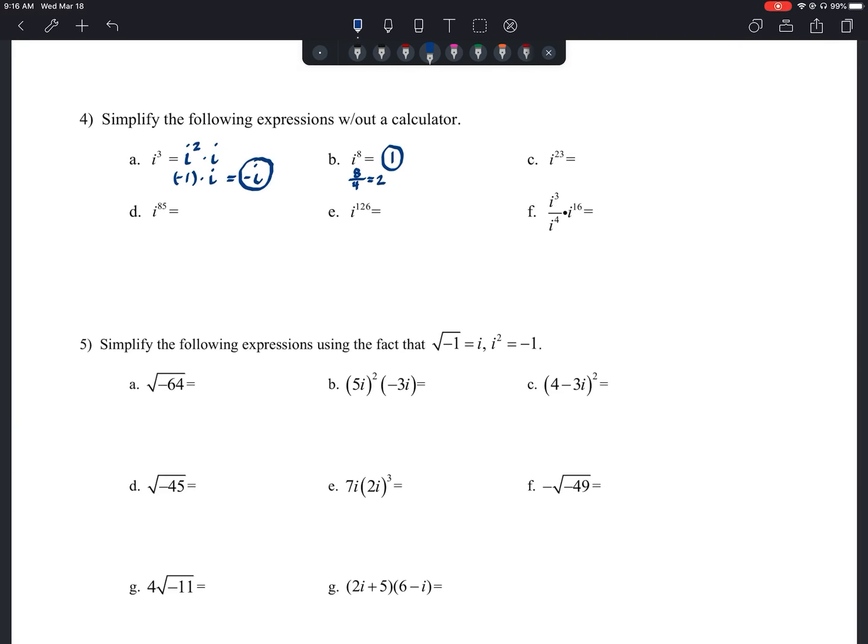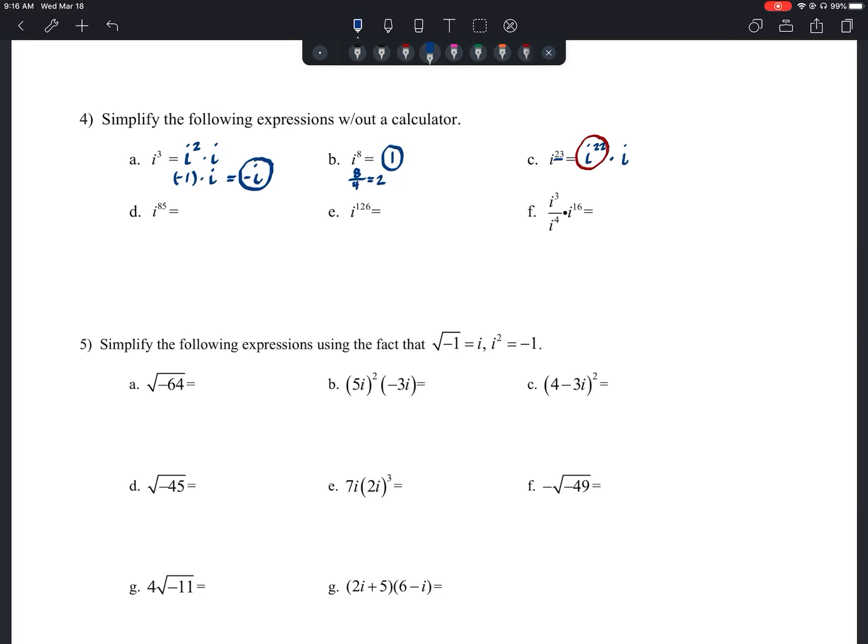i to the 23rd power, right? So this is the same thing as i to the 22nd times an i. We already know the answer is going to be i or negative i because the exponent's odd. So now we're just going to focus on this i to the 22nd. Is this a +1 or a -1?